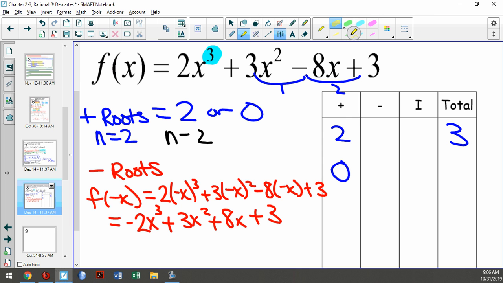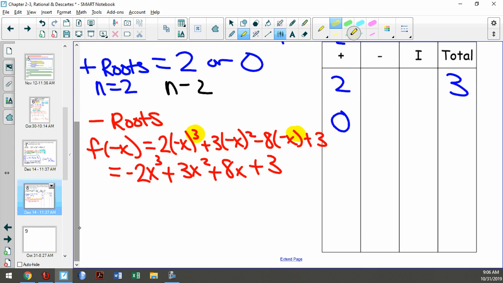Well, the ones that change sign were going to be x cubed: 2x cubed changed to negative 2x cubed. X to the first changed from being minus 8x to being positive 8x. Do we see that? So only the odd-powered exponents change the sign in front of their coefficients. With that being said, how many sign changes do I have?